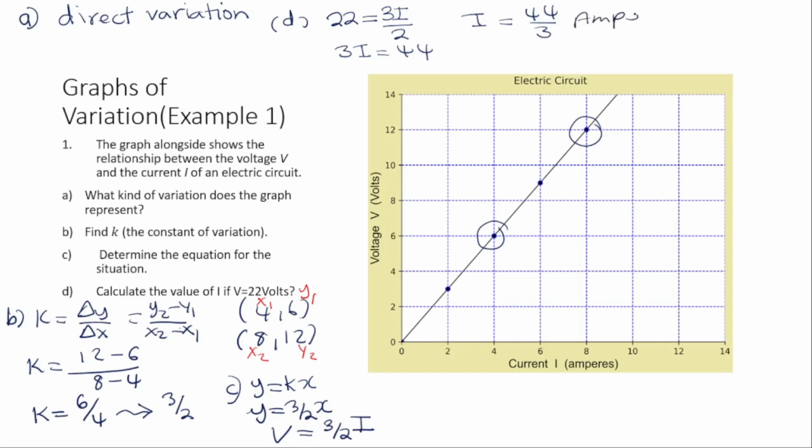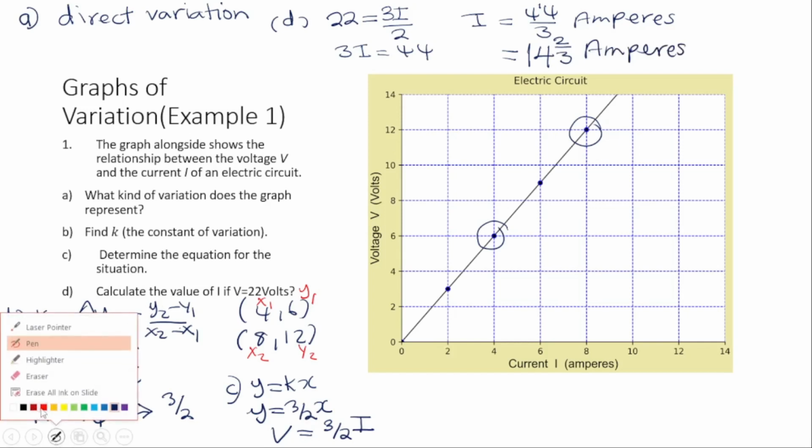I don't know if it's amperes or amps. This can be written in mixed number form as 14 and 2 over 3 amperes. 3 in 4 is 1, remainder 1. 3 in 14 is 4, remainder 2. Okay, so that is how we sort this question out.